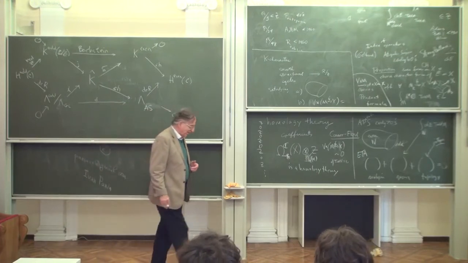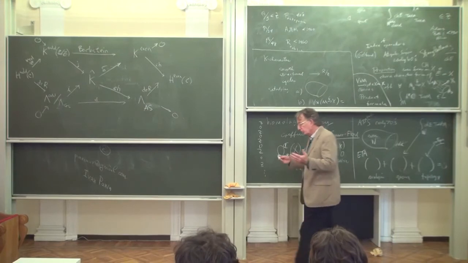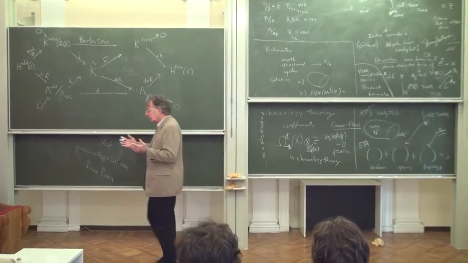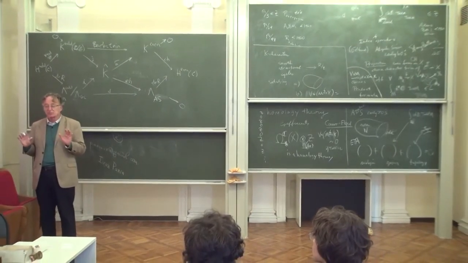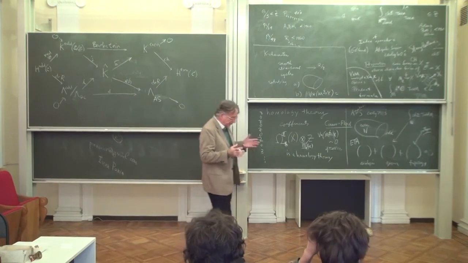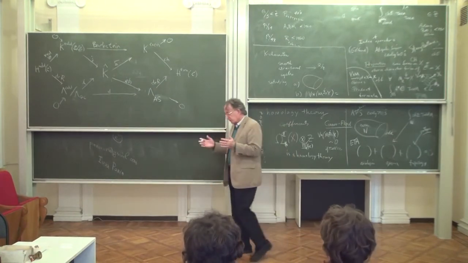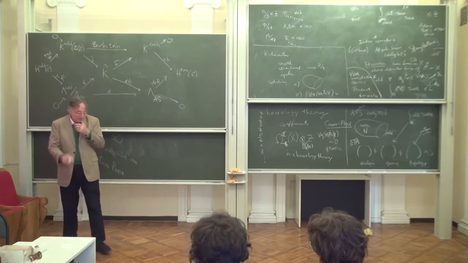Interesting question. What can you say about a connection if the characteristic forms vanish? And you could also say, what can you say about two bundles with connections if their characteristic forms are equal? How are they related?